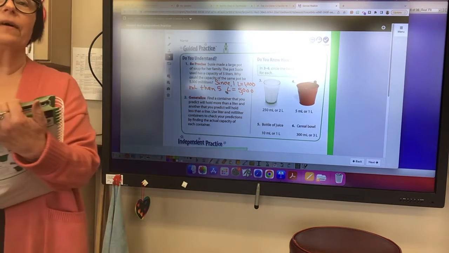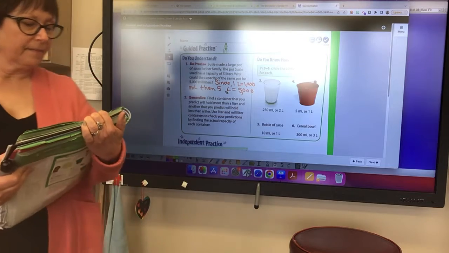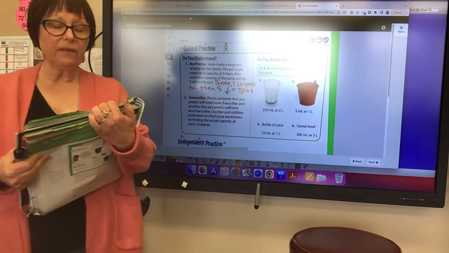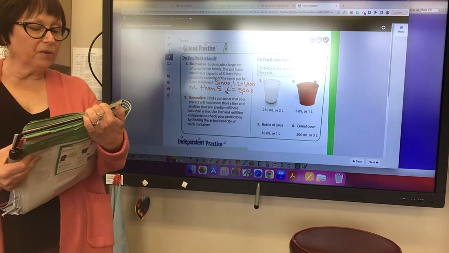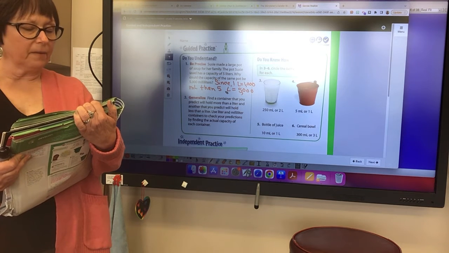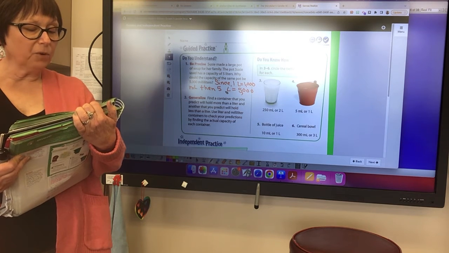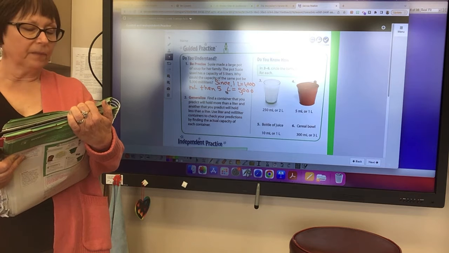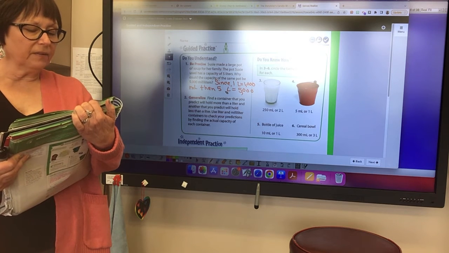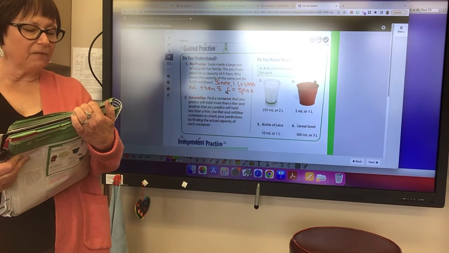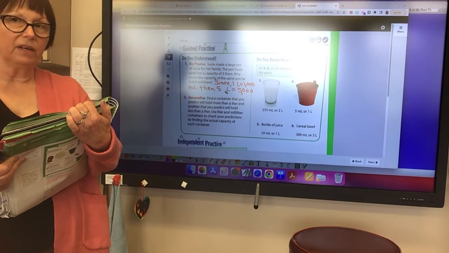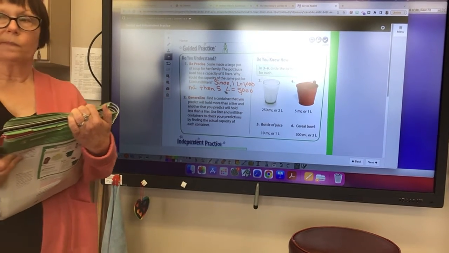So now, boys and girls, it says find a container that you predict will hold more than a liter, and another that you predict will hold less than a liter. Use liter and milliliter containers to check your predictions by finding the actual capacity of each container.